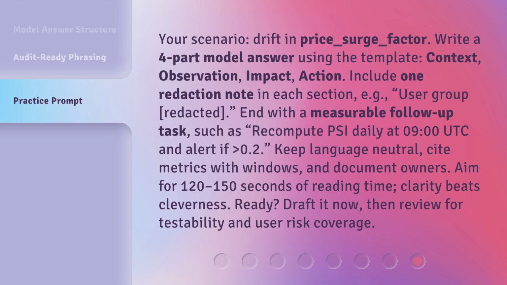End with a measurable follow-up task, such as recompute PSI daily at 09:00 Coordinated Universal Time, and alert if greater than 0.2. Keep language neutral. Cite metrics with windows and document owners. Aim for 120 to 150 seconds of reading time. Clarity beats cleverness. Ready? Draft it now, then review for testability and user risk coverage.